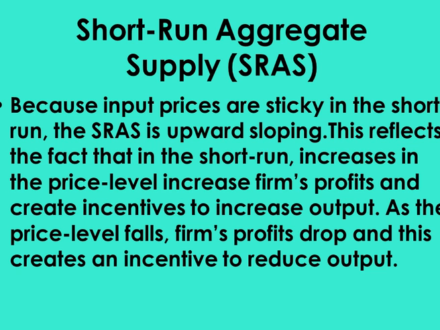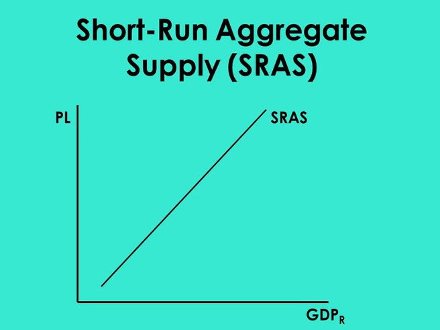Short-run aggregate supply responds to changes in the price level. That's why it's upward sloping. It reflects the fact that in the short run, an increase in price level can potentially increase the firm's profits. And when firms can make more money because of an increase in price level, that provides an incentive for them to produce more. When the price level goes down, that produces an incentive for firms to produce less because they are earning less profit. So short-run aggregate supply has a positive relationship between an increase in the price level and an increase in real GDP, or their total output.